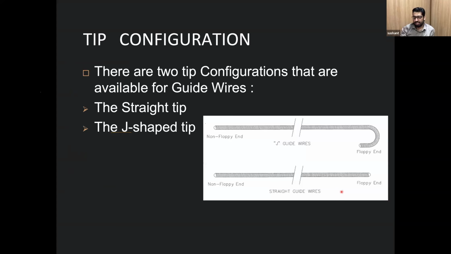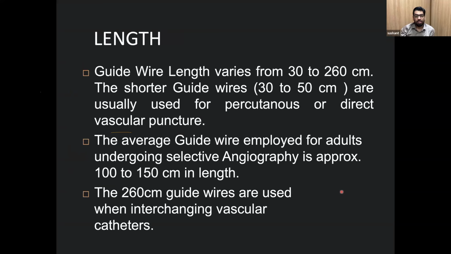And how well the guide wire is seen is opacity. Based on the tip configuration, again, it can be a straight tip or J shape. These can be shaped according to our needs also.